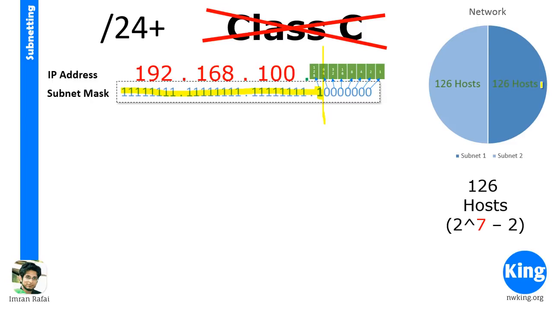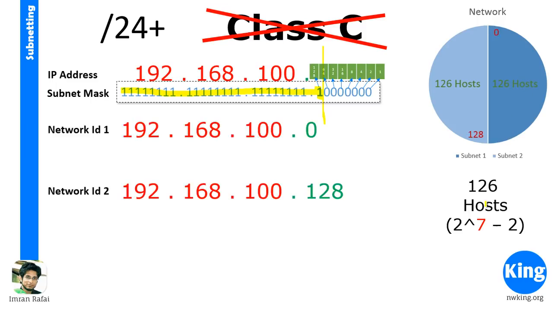So 126 hosts plus you have one network ID and one broadcast ID, which will be 128. So what do we do? Let's do this. The network ID of the first one is always 192.168 and make this part 0. So that is the first network. That's the first subnet, and that's the network ID. To get the second network ID, all you do is add the place value.